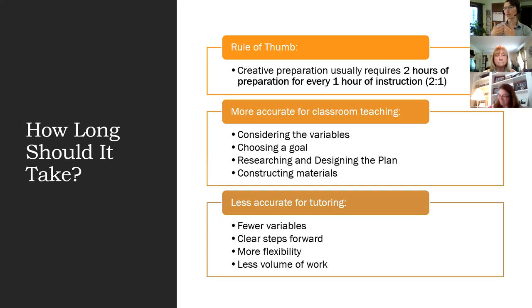Okay. So that 2-to-1 ratio is pretty accurate for classroom teaching, but I think it's less accurate for tutoring because there are fewer variables. You might have very clear steps forward. You know what to do. You agreed on what to do with your students. You made that journal that shows this is what's been going well and our progress is in this direction.